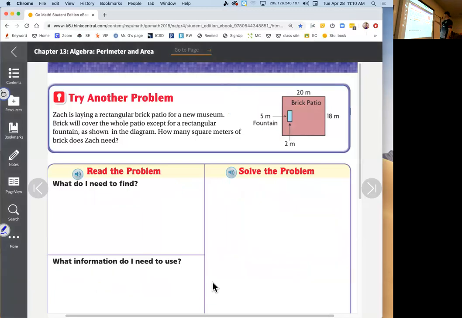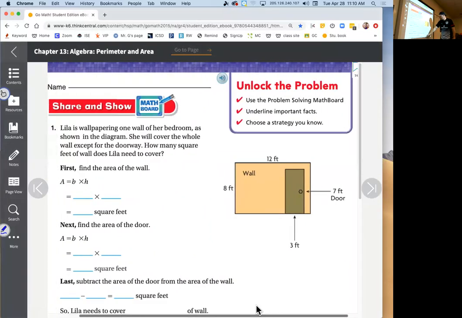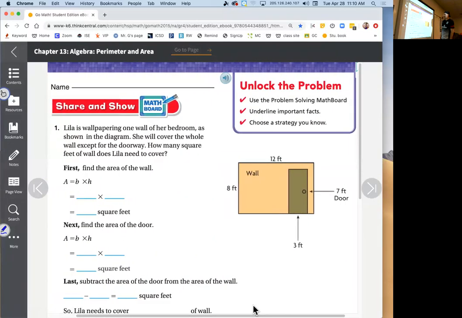Go to page 745. All right, so here is a wall. Lila's wallpapering one wall. She wants to wallpaper this whole thing except for the what? Yes, the door. We don't want to wallpaper the door. So, first area of the wall. So we got base times height. Base is 12, height is 8. So that's the big one. What is 8 times 12?